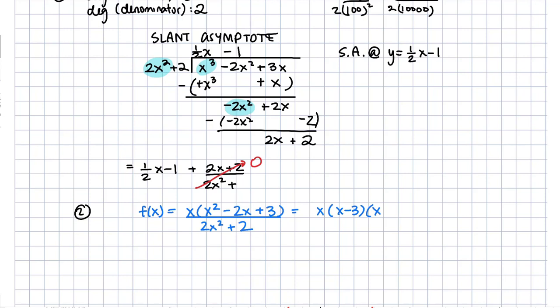Can I factor it? I don't think so. Let's check it. b squared minus 4ac will tell me real quick if it has real zeros. So b squared is 4 minus 4 times a times, oh, it doesn't factor because it's negative. Discriminant being negative means we can't factor it. So that is as far as we can factor it.